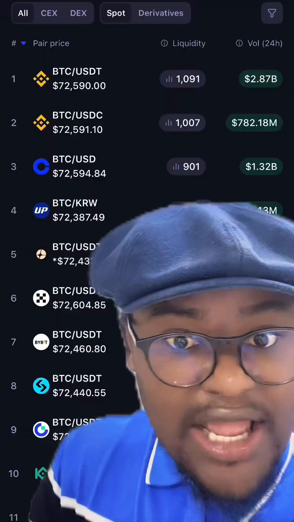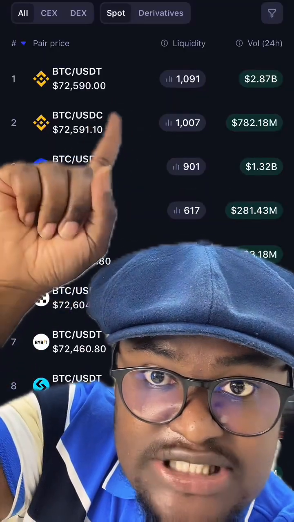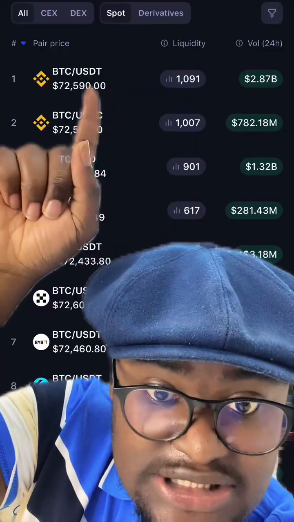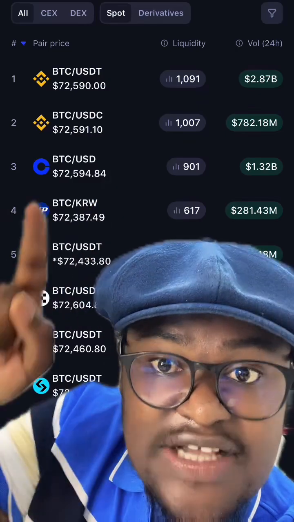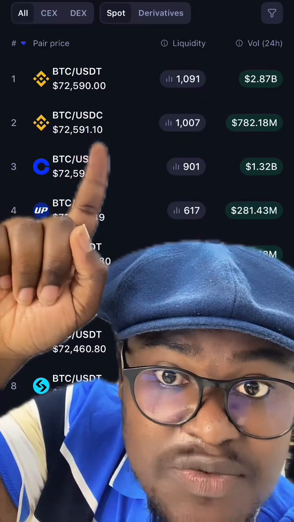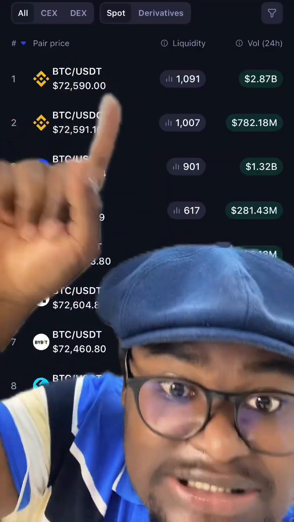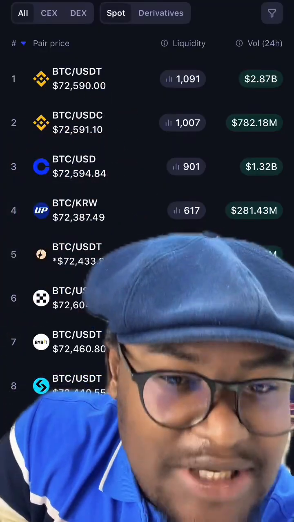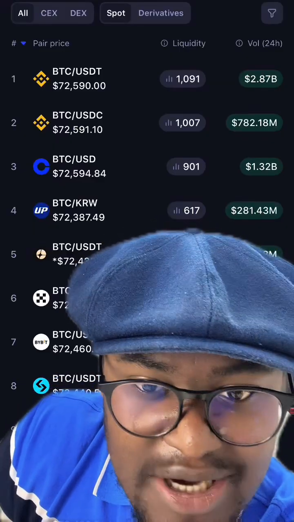In fact, it's never the exact same price. For instance, here on Binance, BTC's price is $72,590. That's on its USDT pair. But on its USDC pair, BTC's price is $72,591.10. Now, what's interesting is that's the same exchange, but because it's a different pair, which is supposed to be the same, it is not. It's never the exact same price.